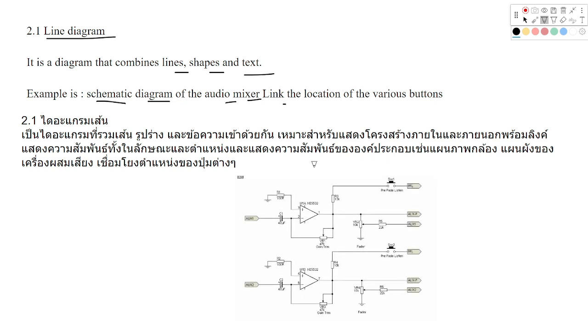And this is just that diagram. So this diagram is this one here. Schematic diagram of an audio mixer, linking the location of the various buttons. So you see we are using lines, we are using shapes, and we are also using text. It's a diagram that combines lines, shapes, this is a shape of a triangle, a rectangle, and also we have text. So that's a line diagram, okay? And these are used for designing solutions, okay?